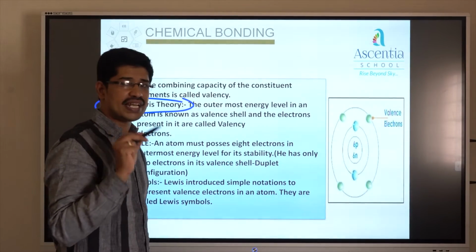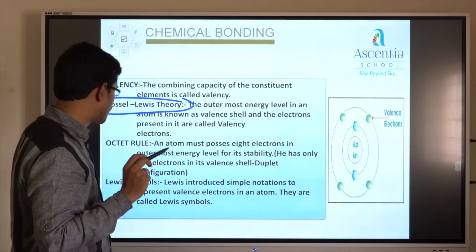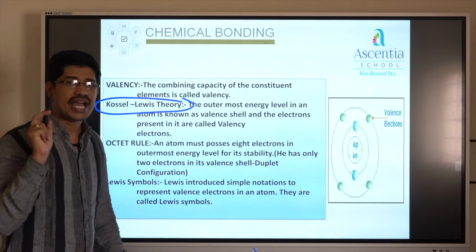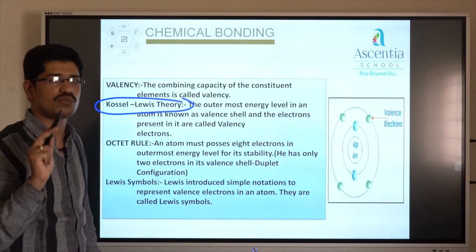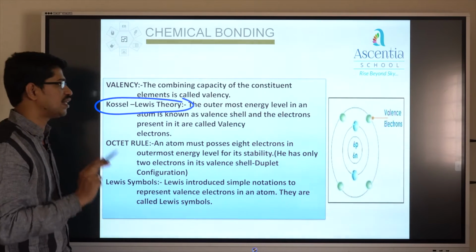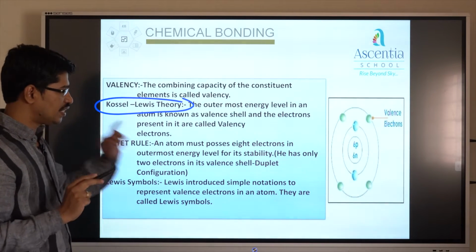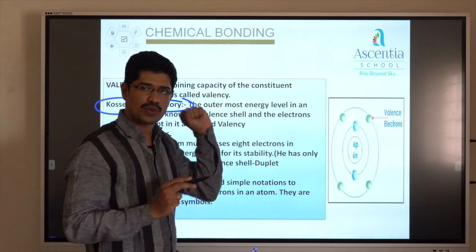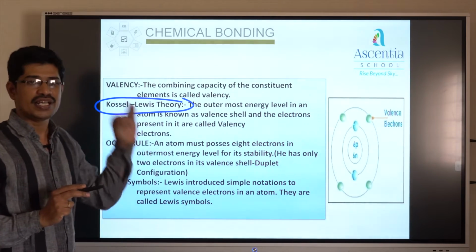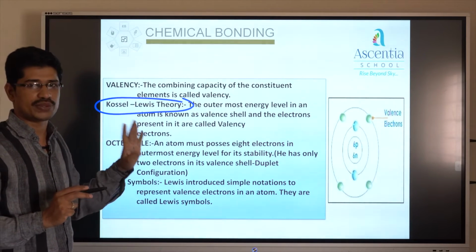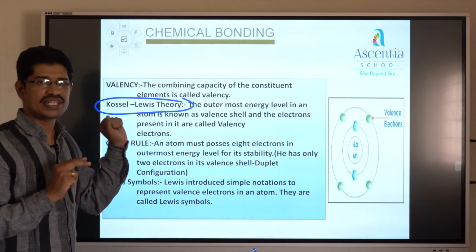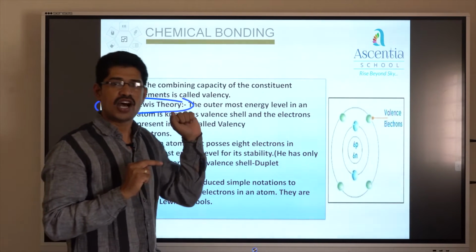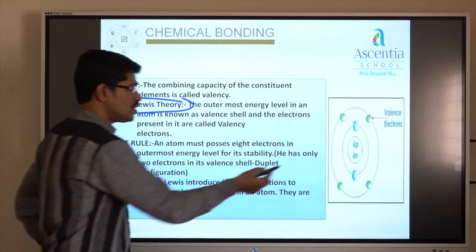These valency electrons should be 8, and it is called the octet rule. The octet rule is nothing but an atom or an element which possesses 8 electrons in the outermost orbit is considered as a stable electronic configuration. Children, 3 things are important here: valency, valency shell, valency electrons, octet rule. Octet means 8. So 8 electrons present in the outermost orbit is called the octet rule.